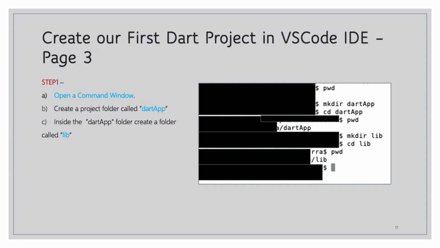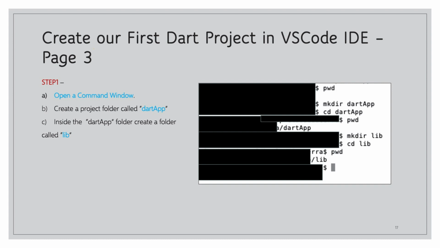We will create a project called Dart app. So right here from the command line, I will issue the following code: mkdir, space, Dart app, the name of the app. And again, this is for Mac, and this will work on Linux as well. Slightly different syntax on Windows.